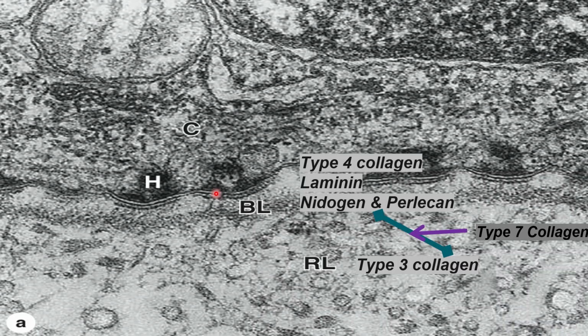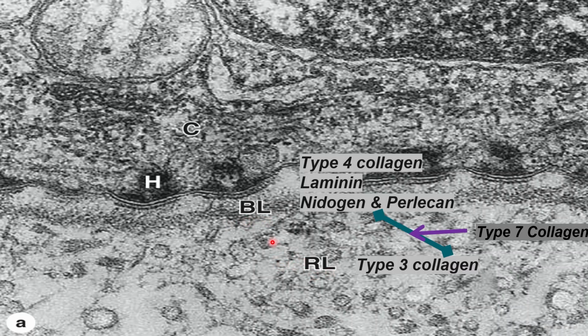Okay, now the basement membrane in itself. See here in this histological slide, C is the epithelial cells. Forget H, not important. C is the epithelial cells. Before I get to BL and RL, the basement membrane is split into two things: basal lamina and reticular lamina. Basal lamina, my dear friends, is BL. Reticular lamina is RL. Okay, basal lamina, reticular lamina.